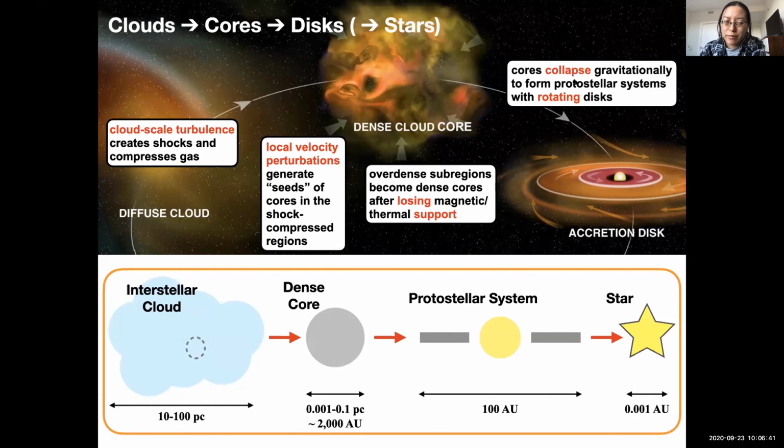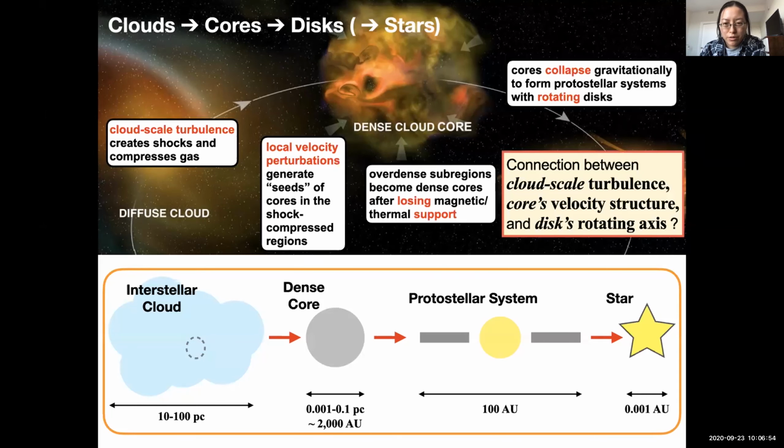All of this, where I mark the text in red, is related to the gas dynamics. So we see that all these processes are somehow interconnected. So does that mean there could be some kind of connection or correlation all the way from the cloud scale turbulence to the core scale velocity structure and down to the disk rotating axis?